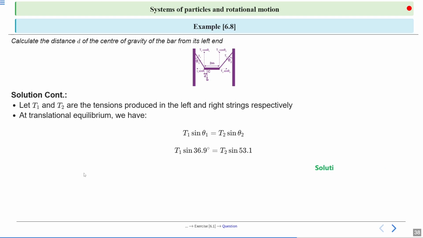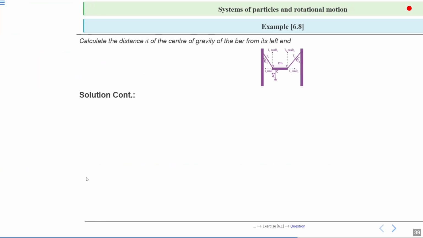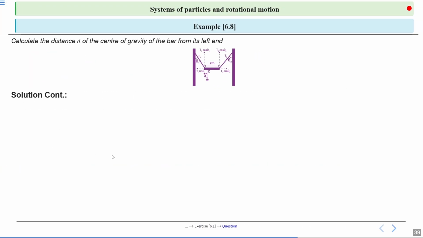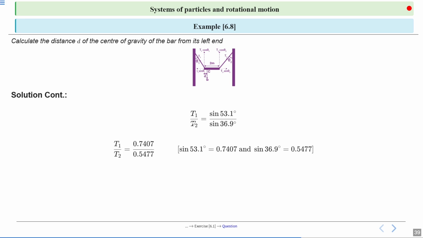So solving this expression, T1 divided by T2 is equal to sin 53.1 degrees divided by sin 36.9 degrees. So just put the values, and you will get T1 divided by T2 equal to 1.3523.